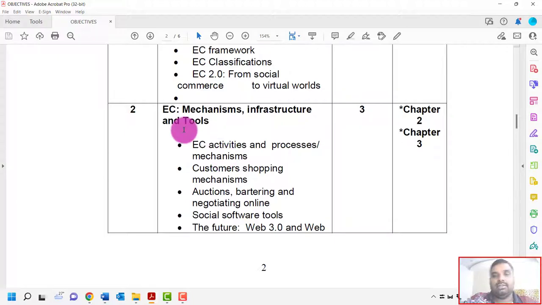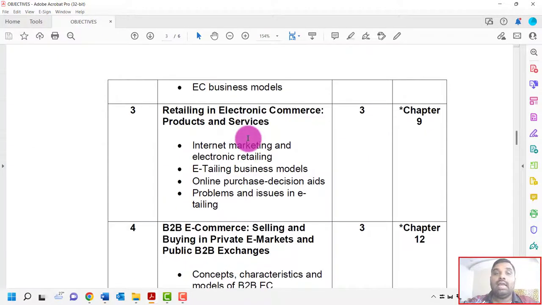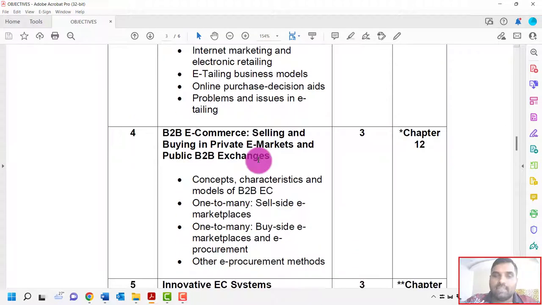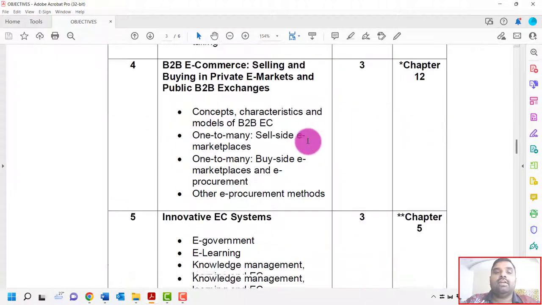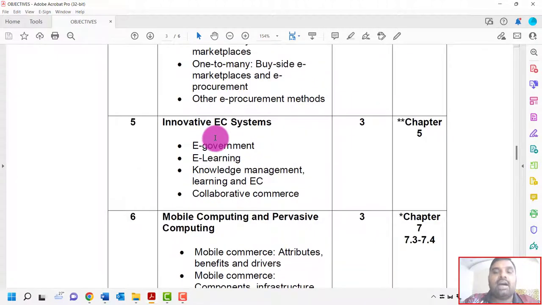one chapter. And also retailing and electronic commerce, you have to look at chapter 9 from the textbook. But by syllabus, it's chapter 3. The same goes for chapter 4. Chapter 12 is from the textbook. And innovative systems, this one is quite interesting. This topic is not available in Laudon, the first reference. So you have to get it from another textbook, the second main reference.